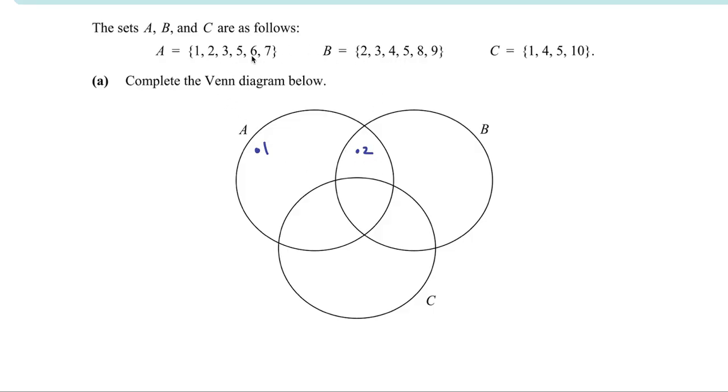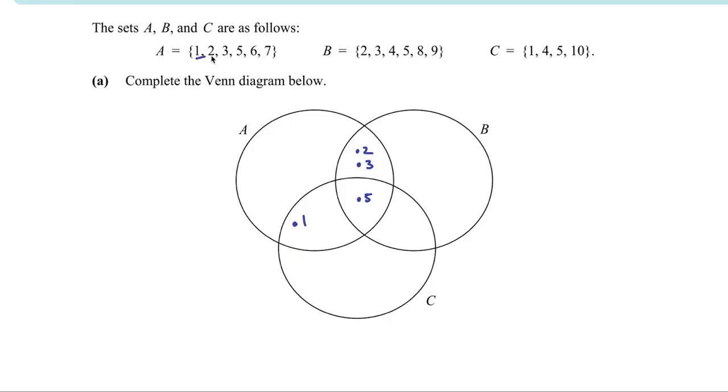3 belongs to A and B, which means I'm going to put it in here. 5 belongs to A, B, and C if I take a look there. Oh, my incorrect error. 1 doesn't belong there if I took a look properly. 1 belongs to A and C. So actually 1 should go there.